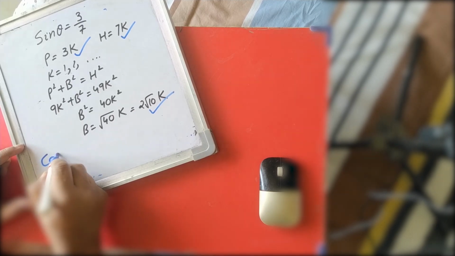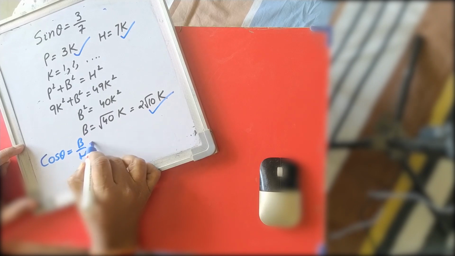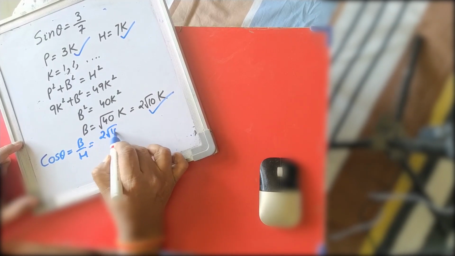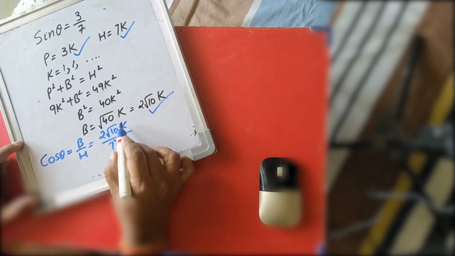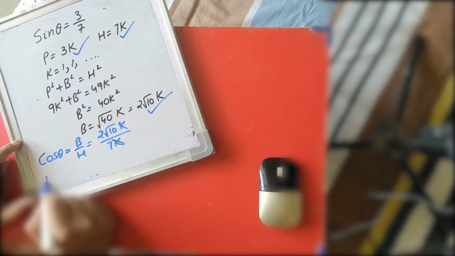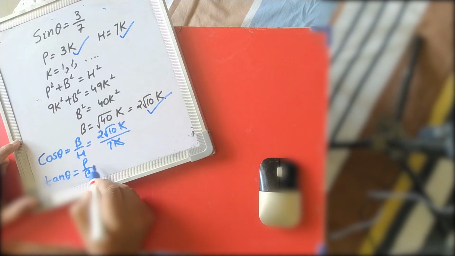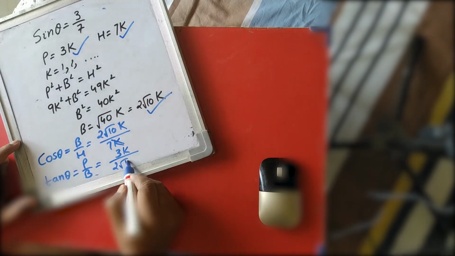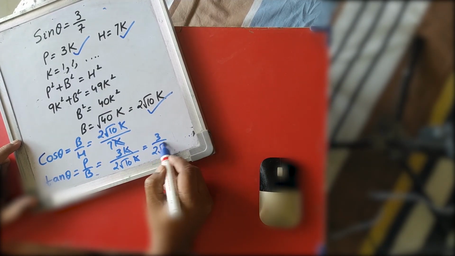For example, I can write cos theta. Cos theta is base upon hypotenuse. So from what we have found out, 2 root 10k upon 7k. So we have 2 root 10 upon 7. I can write tan theta, which is perpendicular upon base. So 3k upon 2 root 10k, which gives me 3 upon 2 root 10.